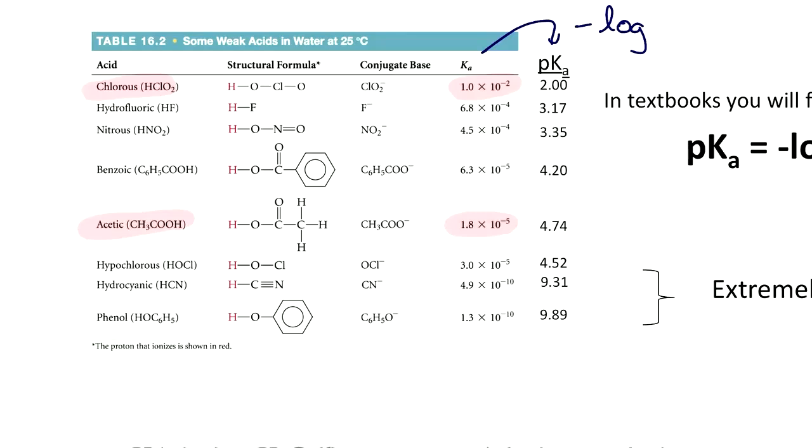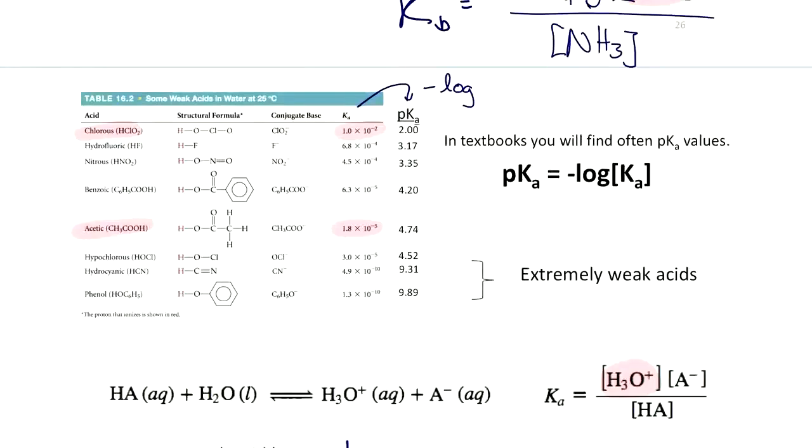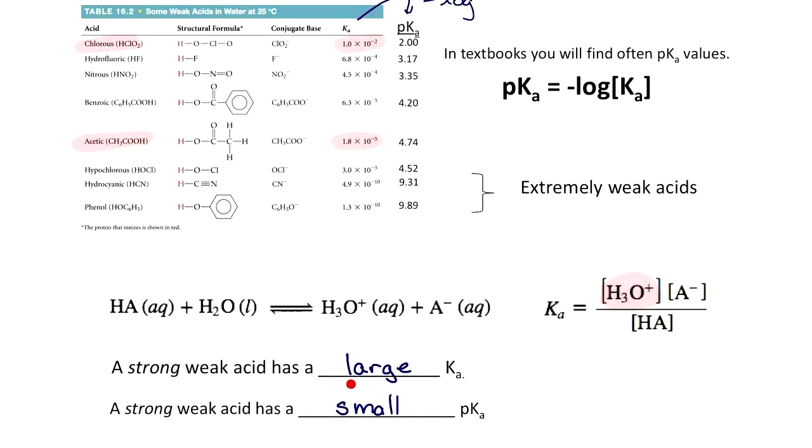So the trend is here that chlorous acid, the strongest of our weak acids, has a very low pKa value, versus over here, phenol, which is a really poor acid, has a really high pKa value, and it's not very acidic. So the trend is a strong weak acid has a large Ka value but a small pKa value. For example, Ka could equal 1 times 10 to the negative 2. That's a pretty large number, but that same pKa would be 2, which is a low number. So those are the trends.